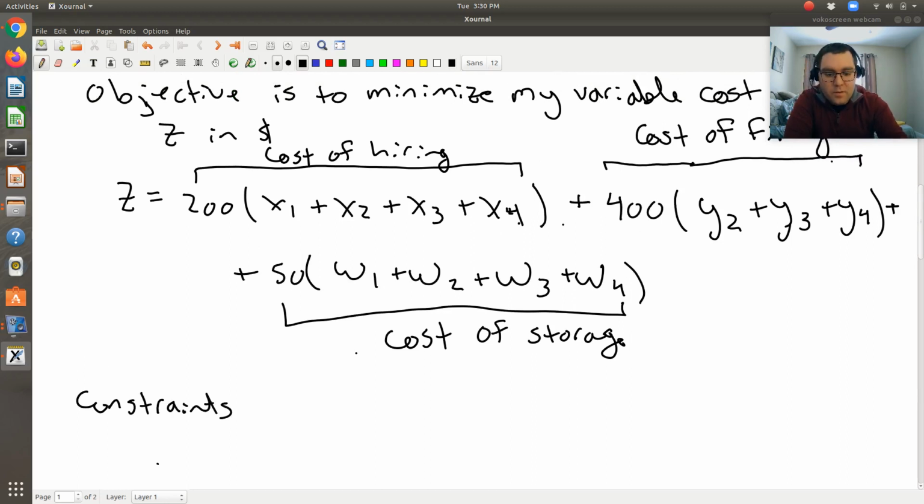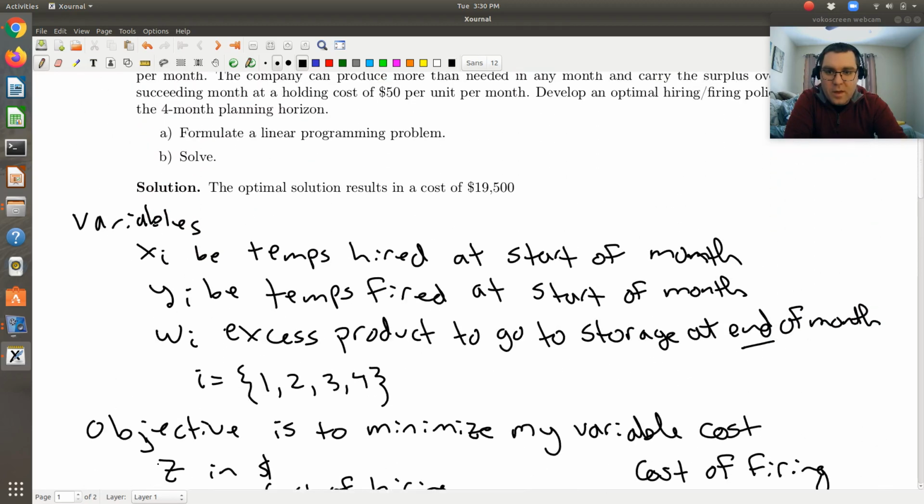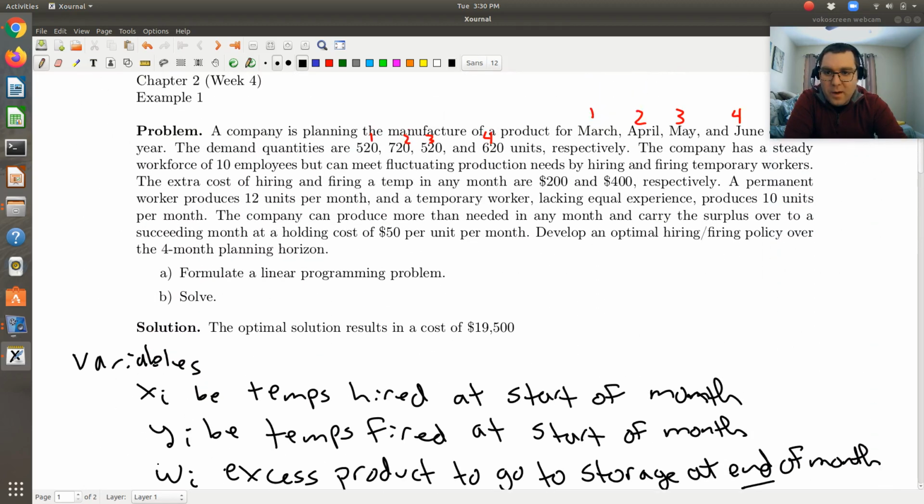So let's look at our constraints. The first constraints I'm thinking about are demand. I'm interpreting demand as the number of products that need to be delivered each month.